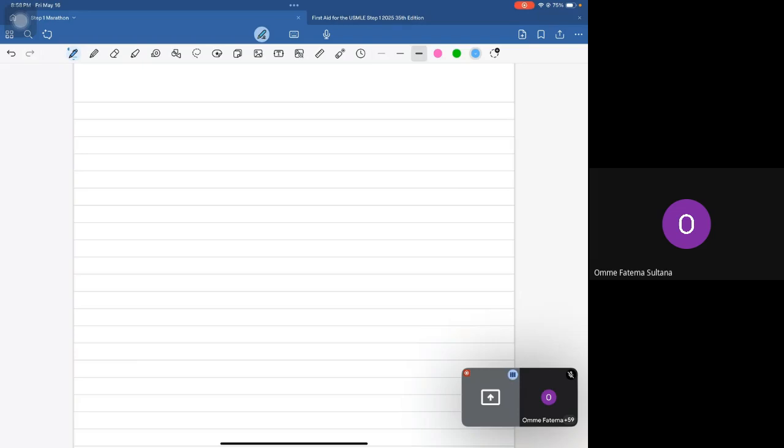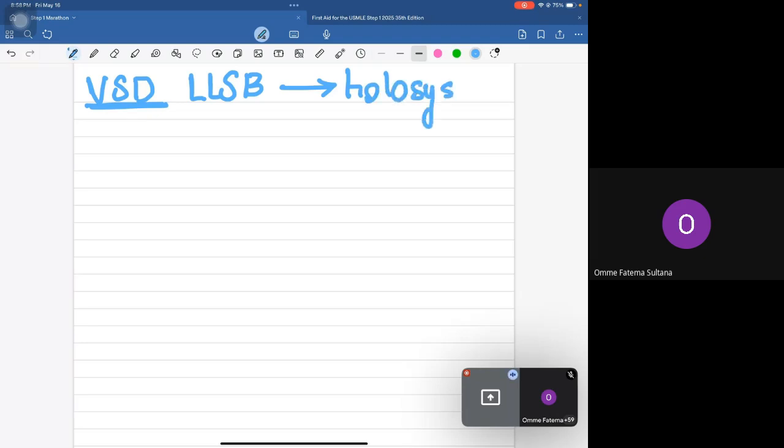Right. Now, there is another murmur which is known as the VSD, the ventricular septal defect, which occurs in the tetralogy of Fallot. Because this is a tricuspid murmur, it would be heard at the left lower sternal border, and it's a holosystolic murmur. Okay, so that's it about this murmur.